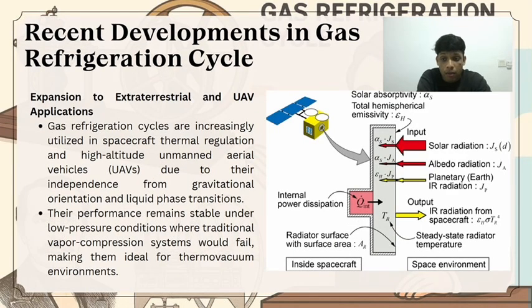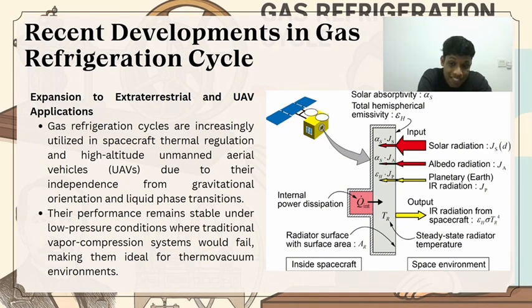For the third slide now, we're going to talk about the expansion to extraterrestrial and UAV applications, essentially space aeronautics. Gas refrigeration cycles are increasingly utilized in spacecraft thermal regulation and high-altitude unmanned aerial vehicles, UAVs, due to their independence from gravitational orientation and liquid phase transitions. Their performance remains stable under low-pressure conditions where traditional vapor compression systems would fail, making them ideal for thermal vacuum environments.